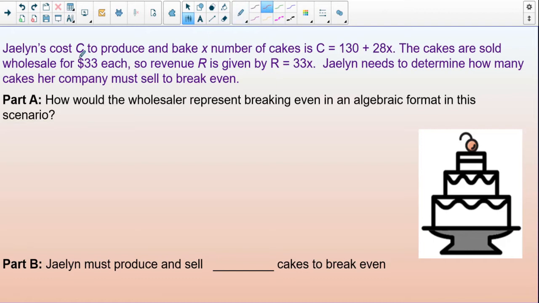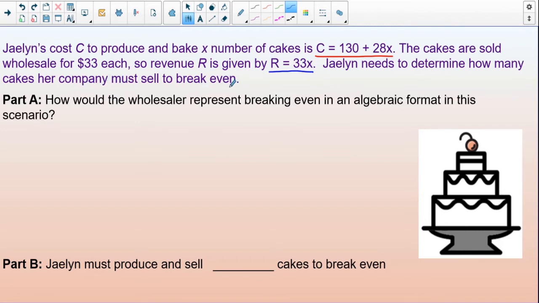This says Jalen's cost C to produce and bake X number of cakes is C equals 130 plus 28X. So she's using this equation to model her cost of baking these cakes. And then she sells cakes wholesale for $33 each, which means that the equation for revenue would be R equals 33X. So it's just $33 each, so 33 times the number of cakes. So we're going to determine how many cakes the company has to sell to break even.